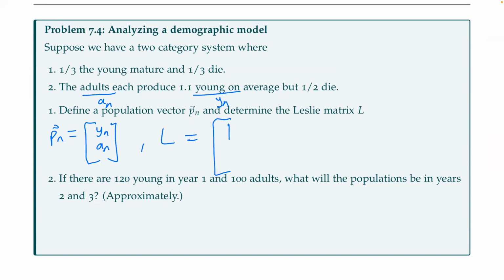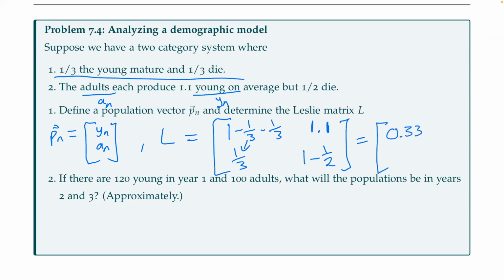well, what have we got? So we're going to start off with a population of 1 for our young. We're told that a third mature and a third die. So we're going to do 1 minus the third, that's going to be that first element. A third mature, so I write that on the second row. Adults, we're told, produce 1.1 young on average, so this is going to be a 1.1 in this top right. And half of them die, so we're going to have 1 minus a half in this bottom row. So writing this out as decimals, we have 0.33, 1.1, 0.33 recurring obviously, 0.5.